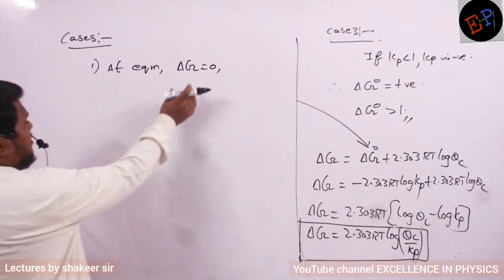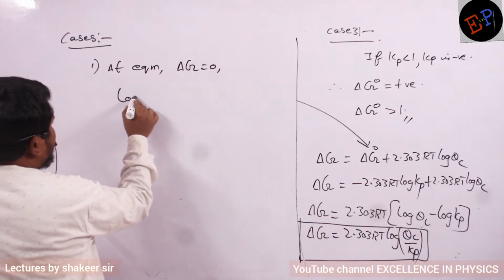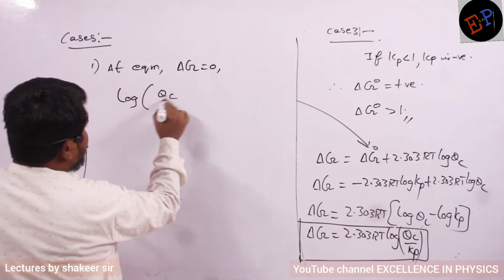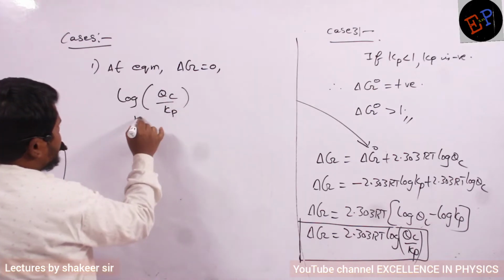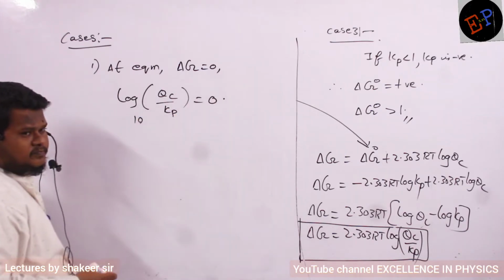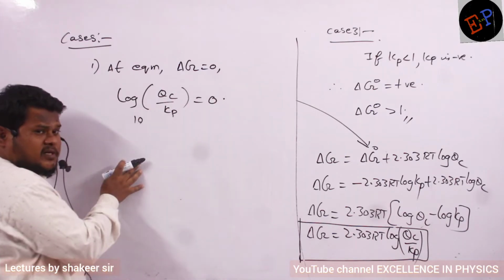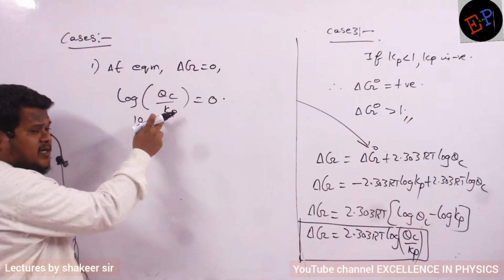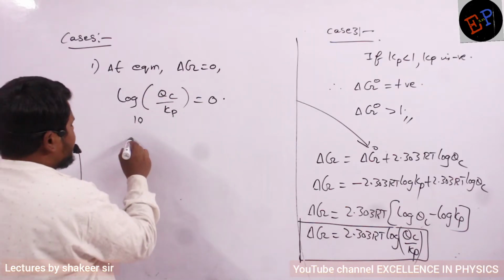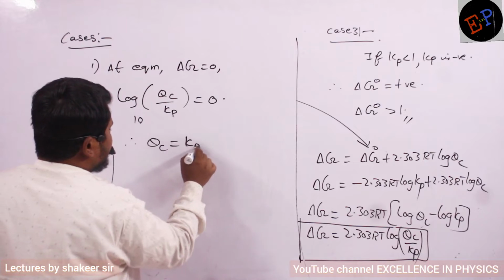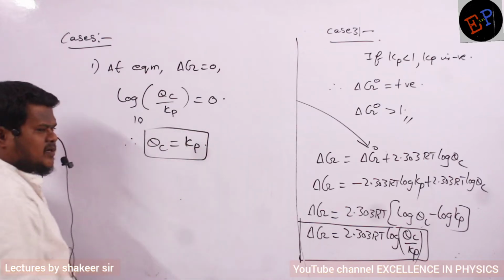See, if this value is 0, then log QC divided by Kp to the base 10 also should become 0. This will become 0 in which condition? Only when QC and Kp are equal. So therefore, QC must be equal to Kp. So this is one observation.